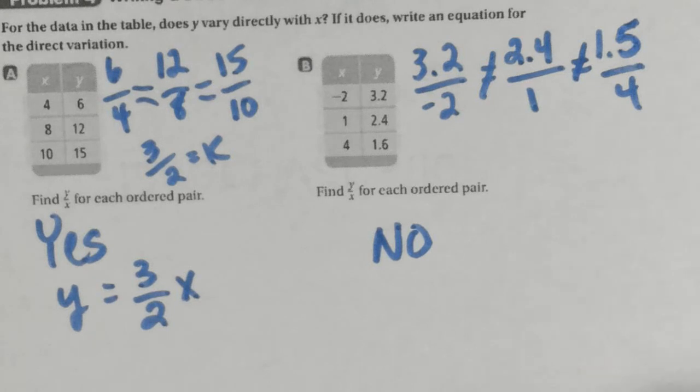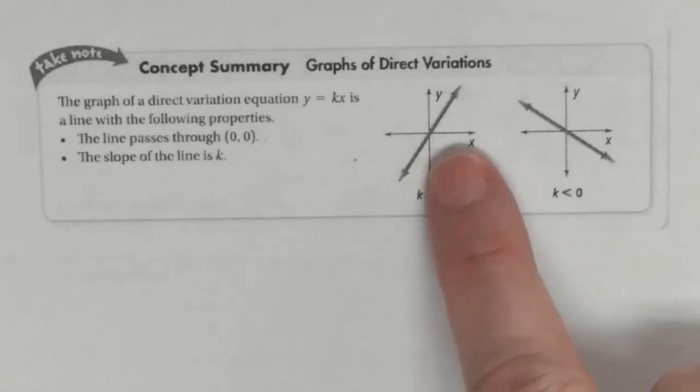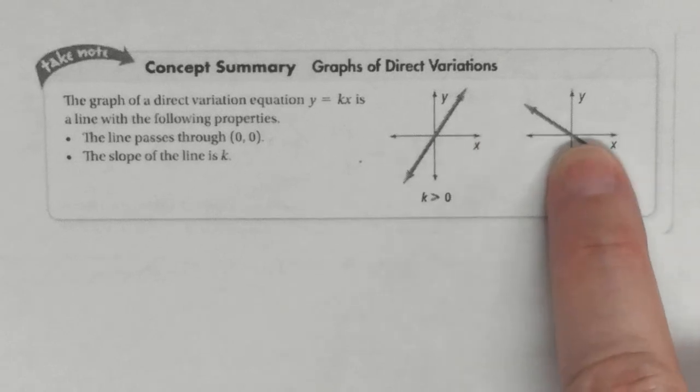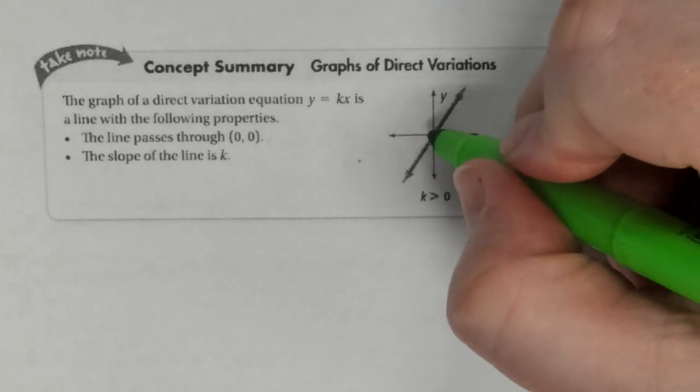And so this very last part where it says concept summary, it's your last slide. It says the graph of direct variation equation y equals kx is a line with the following properties. The line passes through 0, 0, and the slope is k. So remember how I told you m and k were the same thing? They just have to cross through the 0. And the 0 is right here.